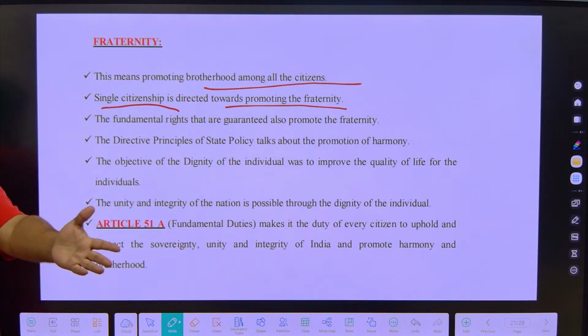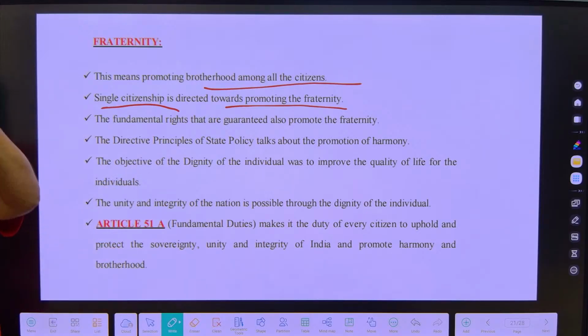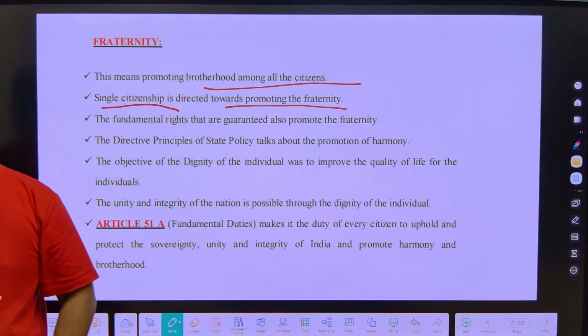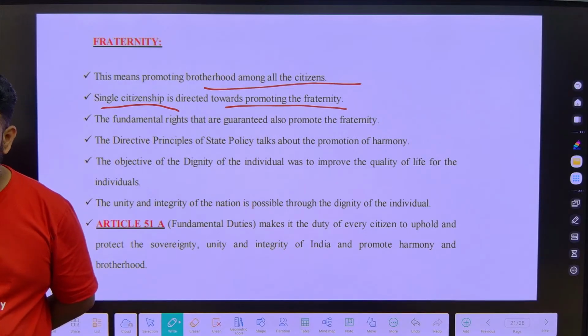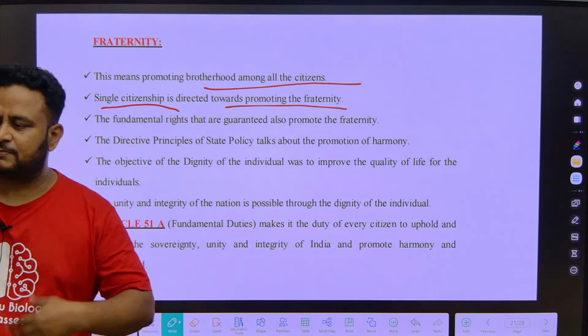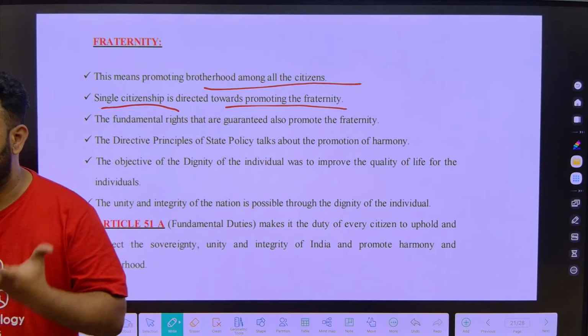Just because that person is from a different district, you are from a different district, or from a different religion, you should not discriminate. Single citizenship is to bind people as Indians. Although we have so many differences, suppose a cricket match or whatever is happening, we all support India. That is nothing but fraternity.